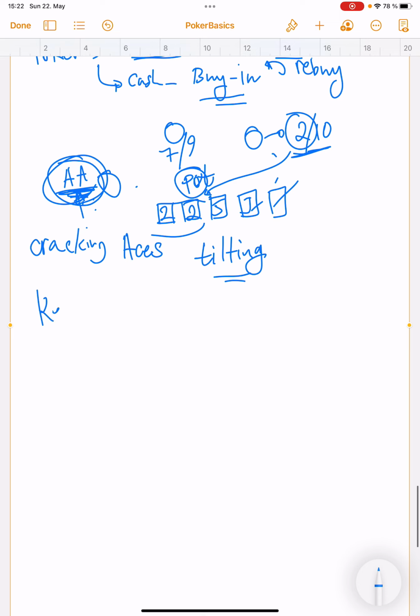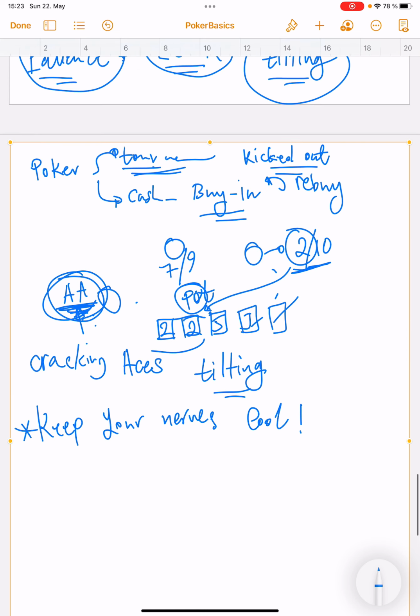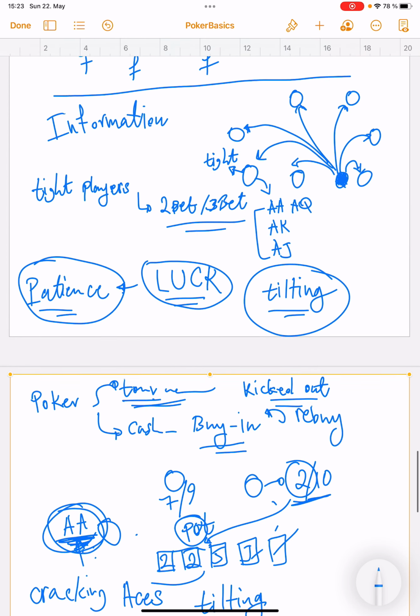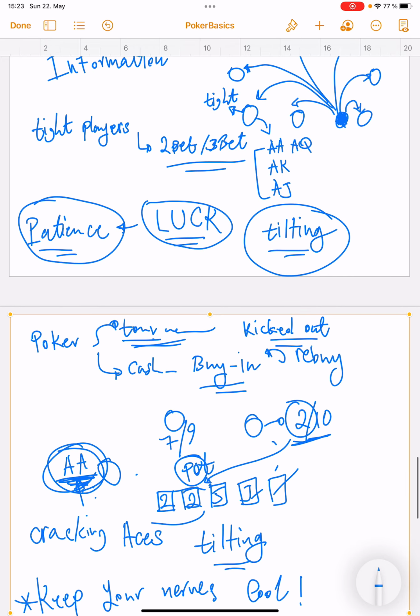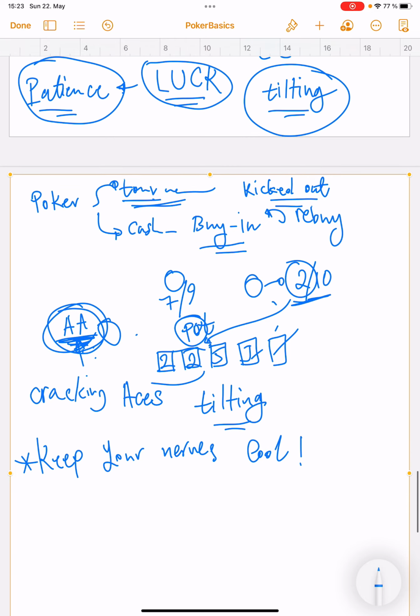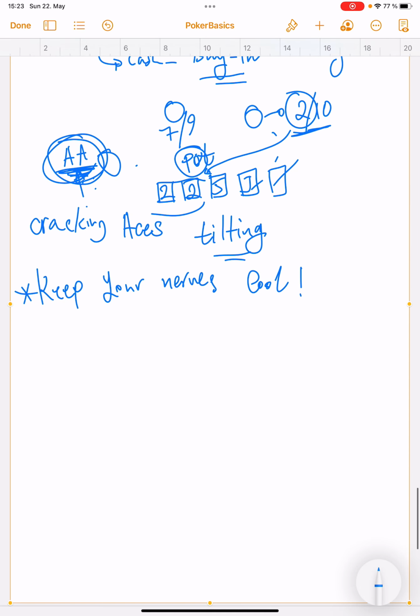Patience and keeping your nerves cool. I will write it here. Keep your nerves cool. This is very, very important. Never decide based on emotions or whatsoever. When you win hands, do not get too excited, or when you lose hands, do not get too pissed off or too rejected to basically do some crazy stuff in the next hands. So this is another effect.